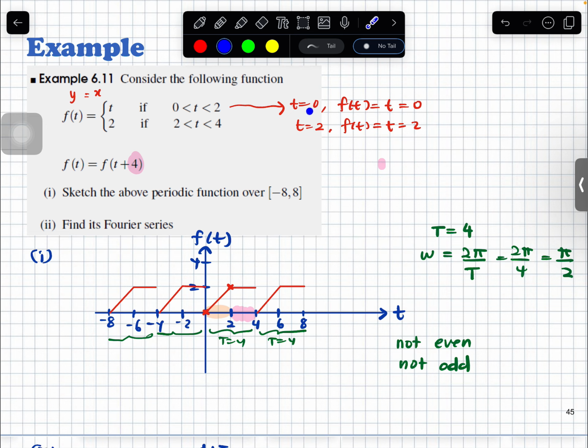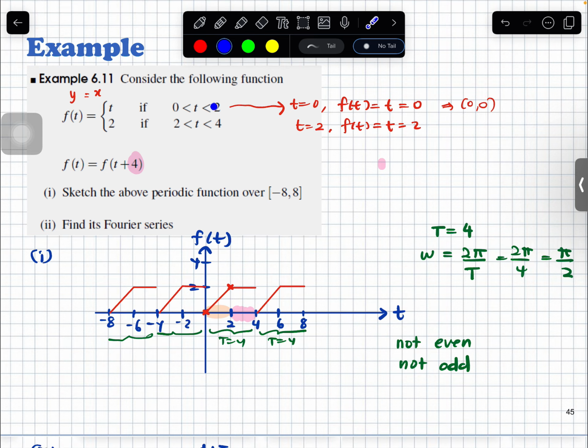So here I choose the first value as 0. Why? Because I refer to the lower limit. The lower bound is 0, so I substitute t equals 0. Since the function is f(t) equals t, f(t) equals 0. So the first coordinate to be plotted is (0, 0). In the graph, you plot (0, 0). It is located at the origin. This is 0 for t and 0 for f(t).